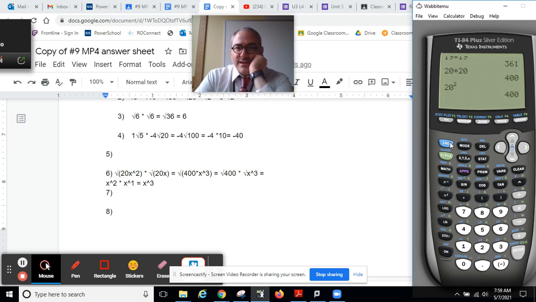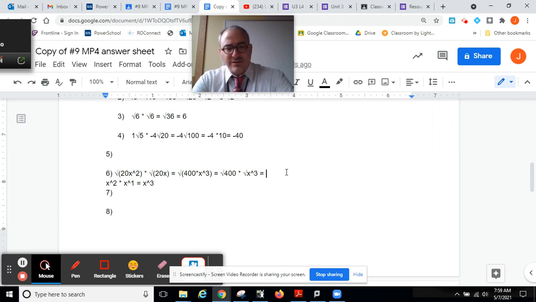So that would mean that the square root of 400 would be 20. 20 is the number that when I multiply it by itself gives me 400. So the square root of 400 is really the same thing as 20.